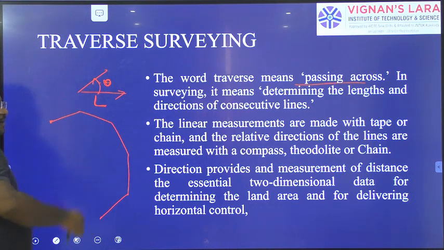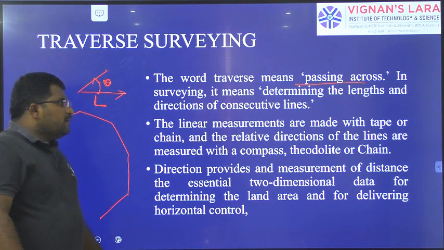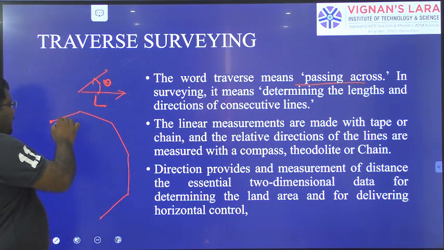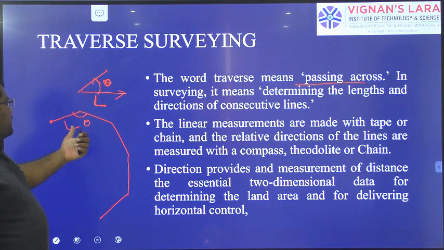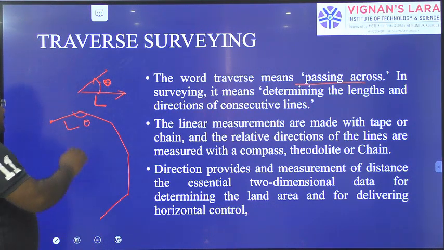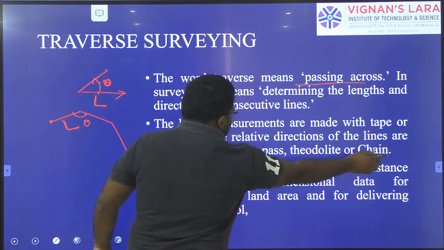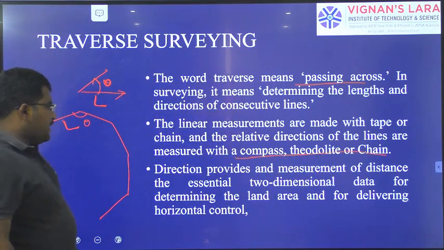continuous manner, this is called traverse. Here we are going to determine the length and the direction. Length will be measured as a horizontal distance and direction is going to be measured as the angle. The linear measurements are taken with the help of chain or tape, and we are going to take directions by using the compass as well as the theodolite, or any given chain also we are going to use.